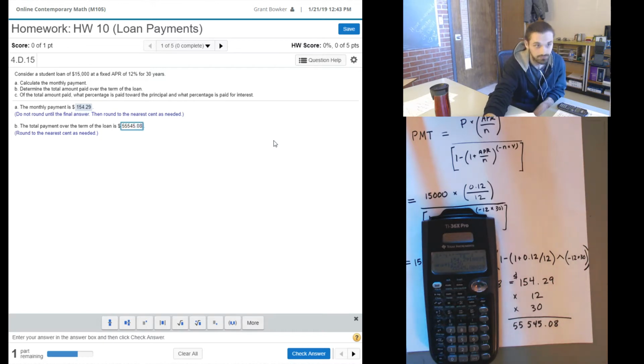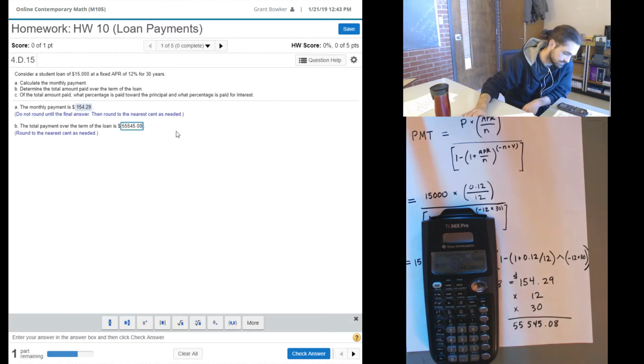Not good. So for all the students out there, whenever you take out an amortized loan, you always want the term of the loan to be as short as possible. The shortest such that you can still afford the monthly payments. And then at that, do not make only the monthly minimum. Put more than the monthly minimum on to save some money in the long run. So the total payment over the term of the loan is $55,545.